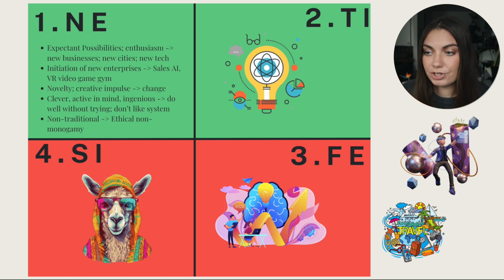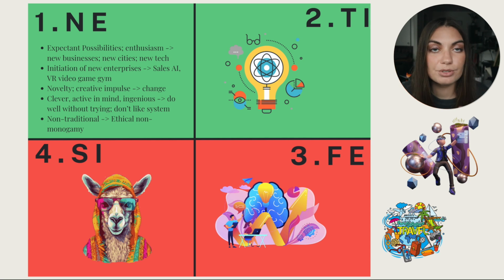One quote with extroverted intuition is the initiation of new enterprises. So this comes down to those new businesses that I was talking about. I know one ENTP who does sales for ChatGPT, artificial intelligence. So when they see this new technology, it's seen as exciting, and they want to hop on it, and they see it as something to really jump on as a great opportunity. I know one who does a VR video game gym.